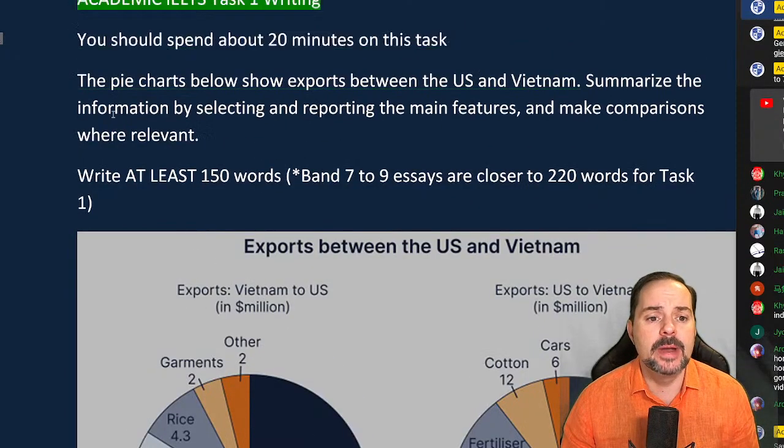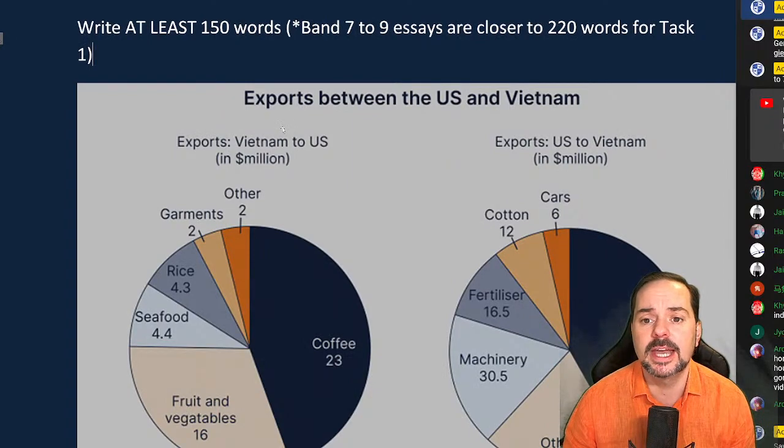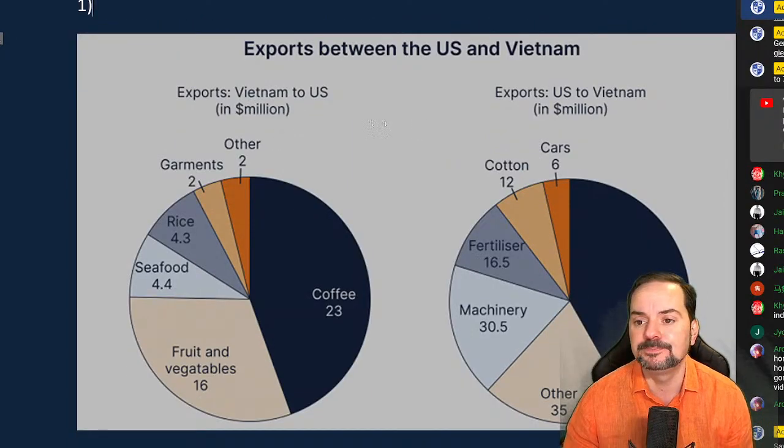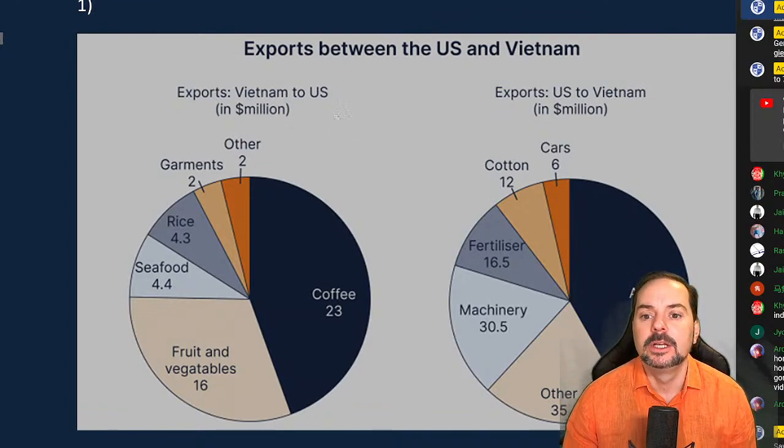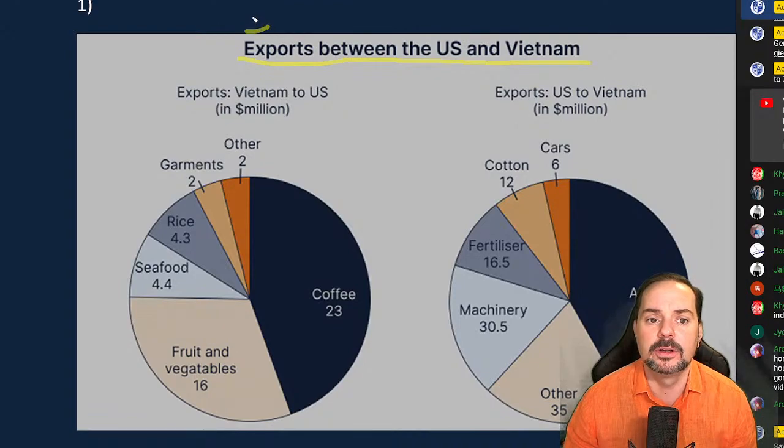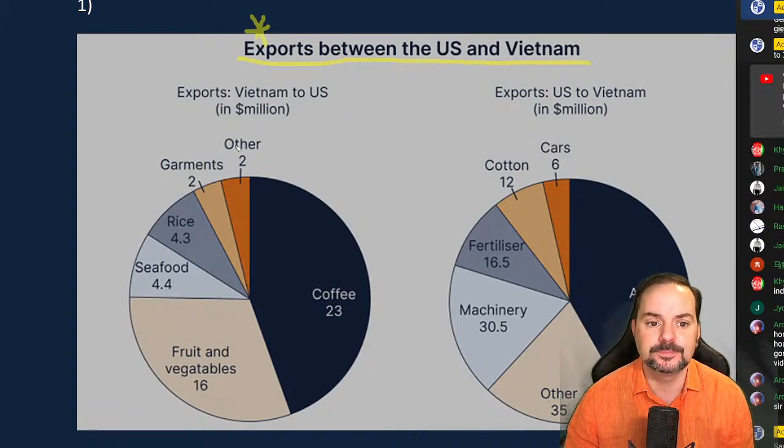Okay, so we read this question, and then the next step, everyone, is to look at the diagram here. I know my head's covering a part of it, but that's okay. You'll see it in a moment. I can shrink it down. Here we have exports between the US and Vietnam, and I'm trying a new tool here today, students, so bear with me. There we go. So we have exports between the US and Vietnam. Always pay attention to the title, okay? The title is very, very important.